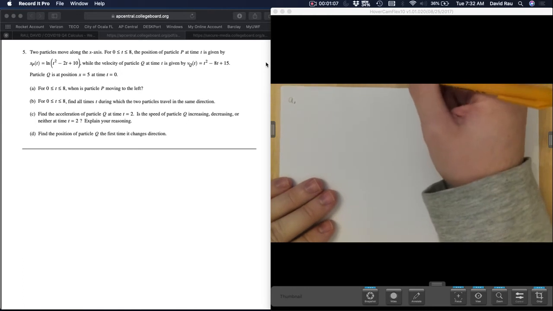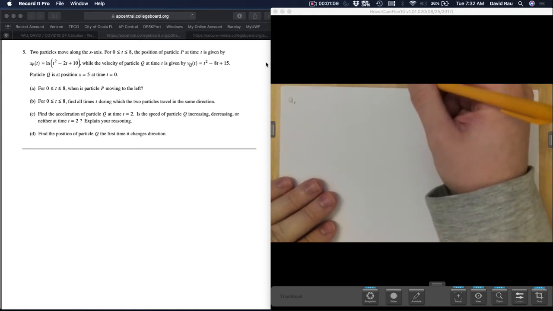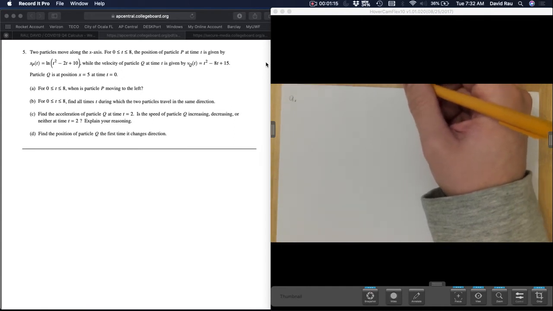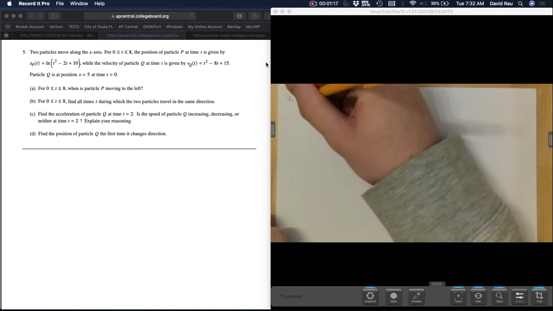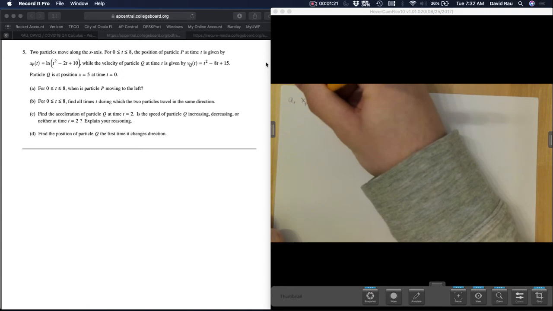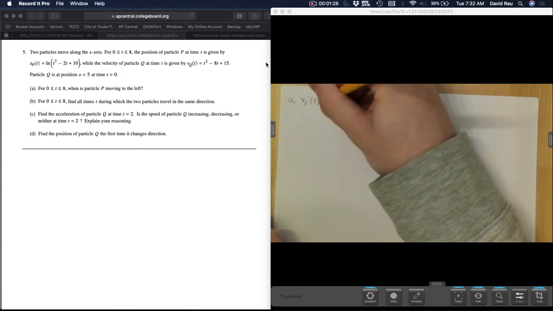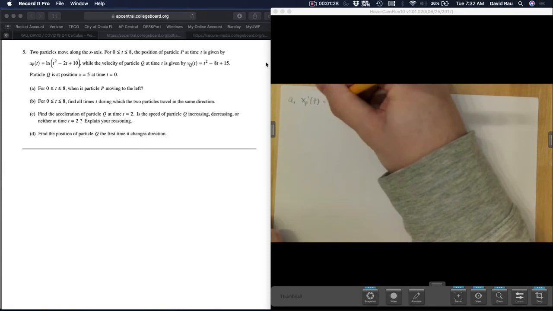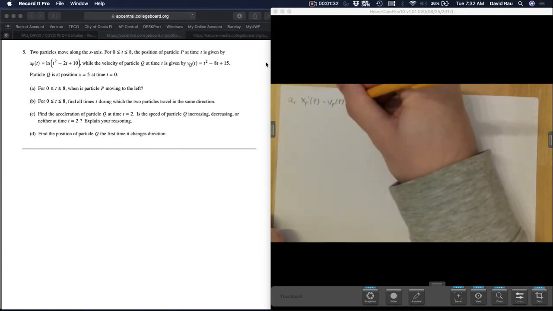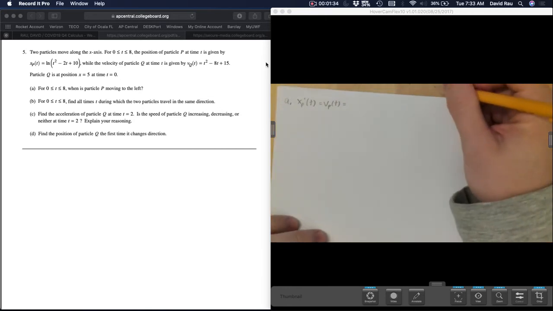Okay, so for part A, is particle P moving to the left? It's going to be moving to the left when the velocity is negative, so we're going to find the velocity function. So we're going to derive this, which is equal to the velocity of particle P. You might want to write that, which equals, well, let's derive this thing.